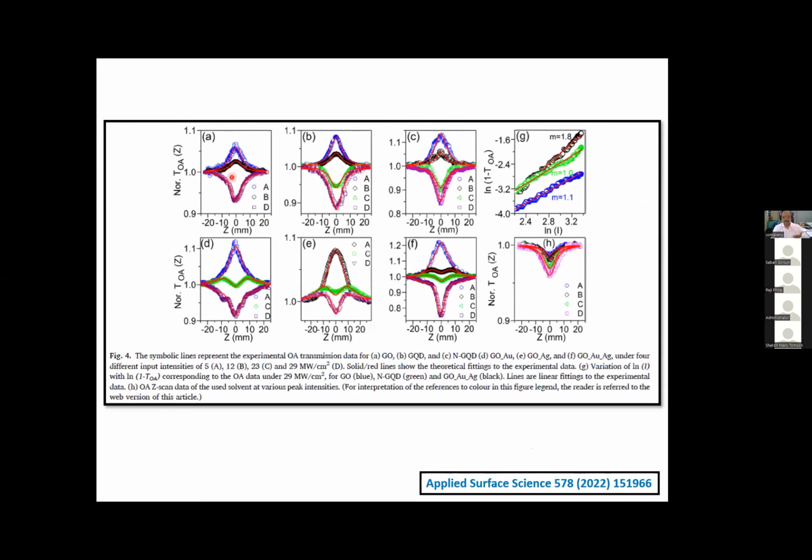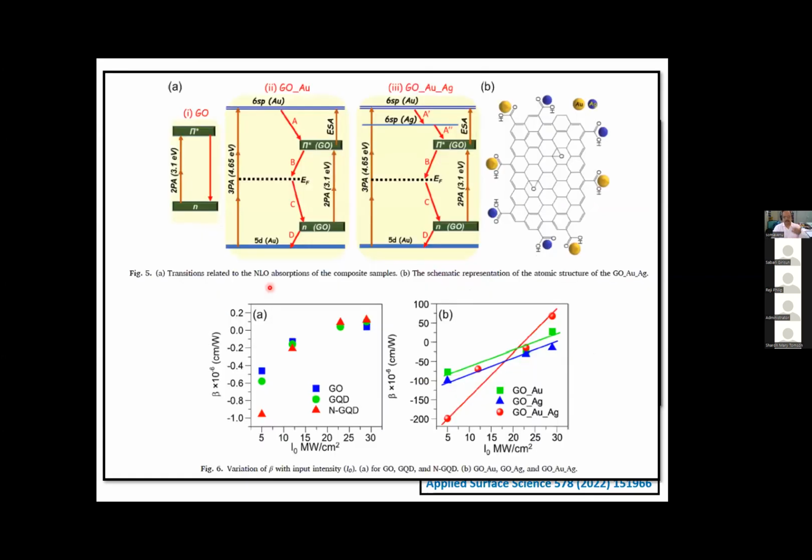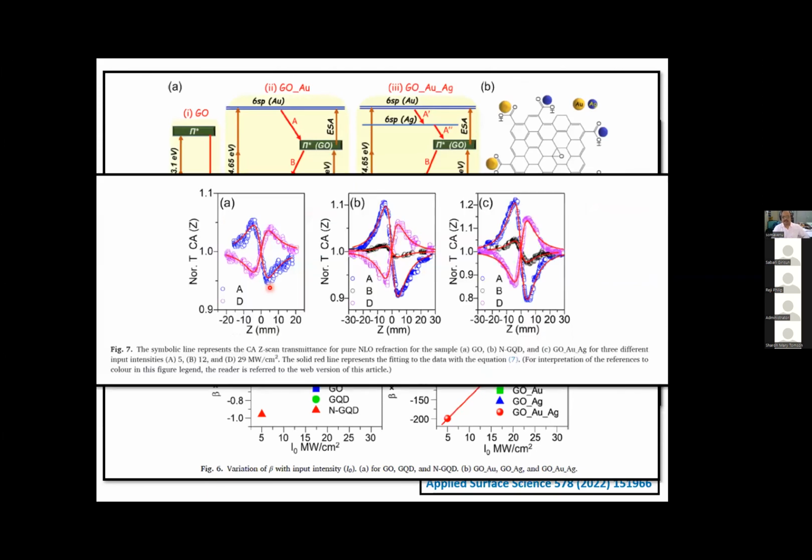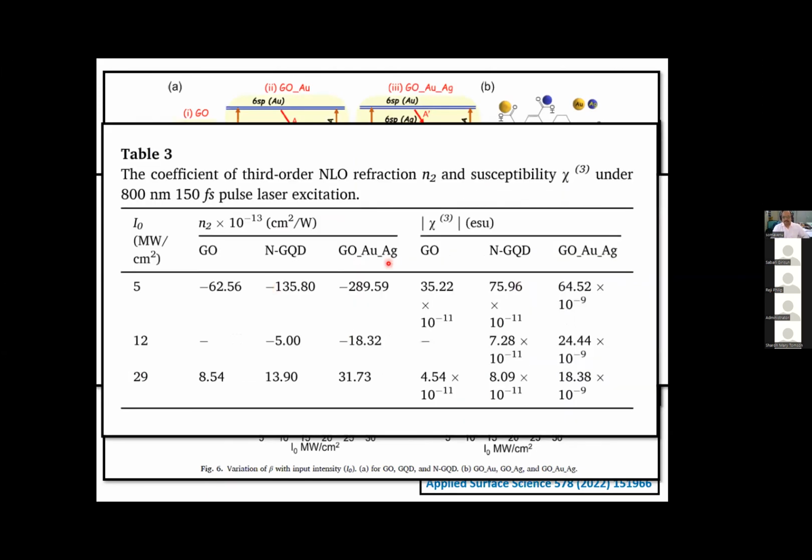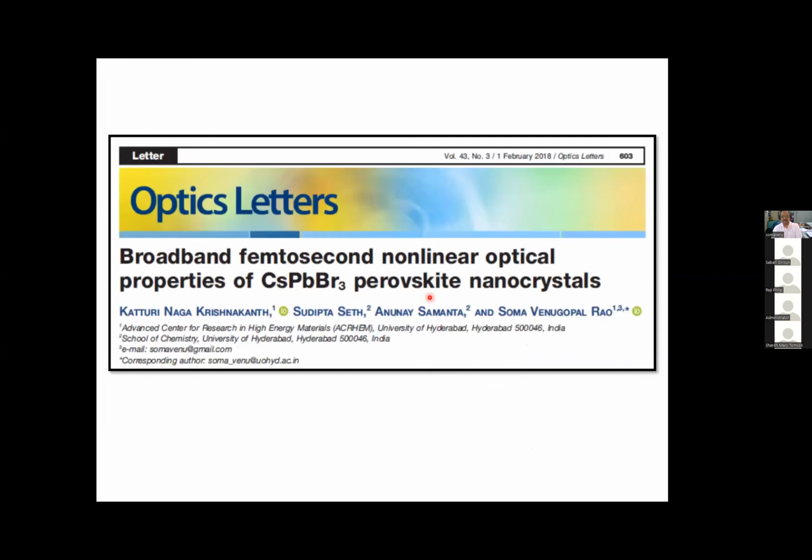As a function of intensity, it goes from saturation to reverse saturation, and in between an M kind of behavior. And we try to explain it in terms of the energy level diagram. So you see that for graphene oxide n2 and for doped graphene oxide, the nonlinearity changes drastically. It changes by about 5 times in this case.